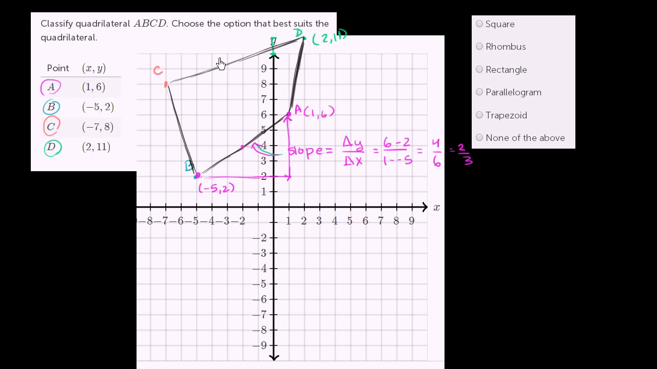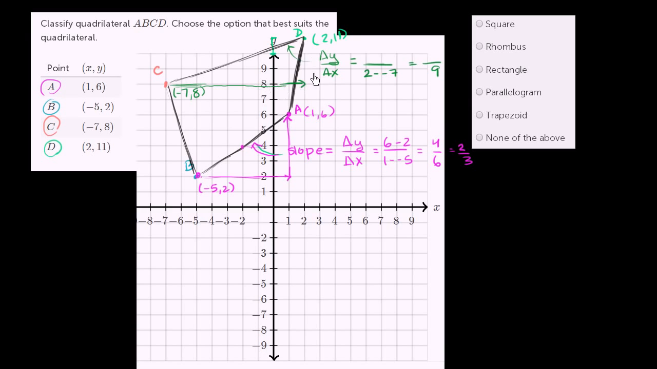Now let's think about line CD up here. Line CD, what is our slope? Our change in y over change in x is going to be equal to, let's figure out our change in x first. We're going from -7, 8 all the way to 2, 11. So our change in x, we're going from -7 to 2, or we could say 2 minus -7. So we are increasing by 9. That's our change in x, so that's going to be equal to 9.